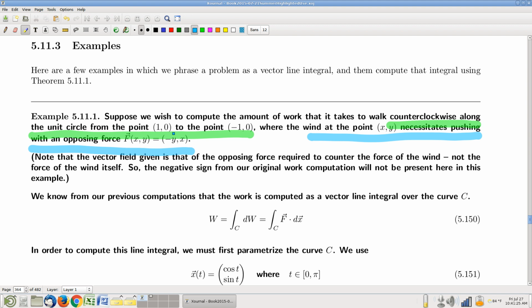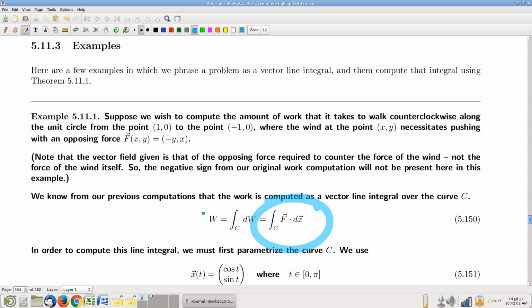This says that the wind necessitates pushing with this opposing force. So, good news. This question is telling us the opposing force that we are applying. I am pushing with this opposing force, F. I am trying to keep track of the force that I am pushing with to compute the work that I am exerting. So, it's just F. There's no extra minus sign in this case because of how this question was phrased. Okay, so it's as easy as the integral of F dx.